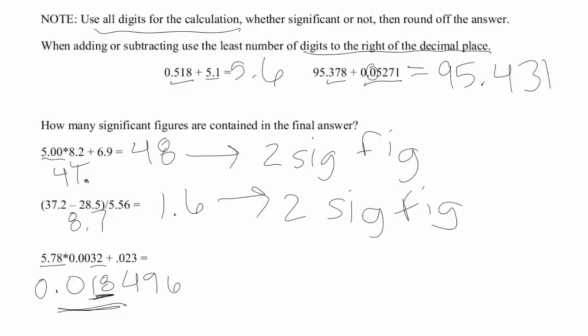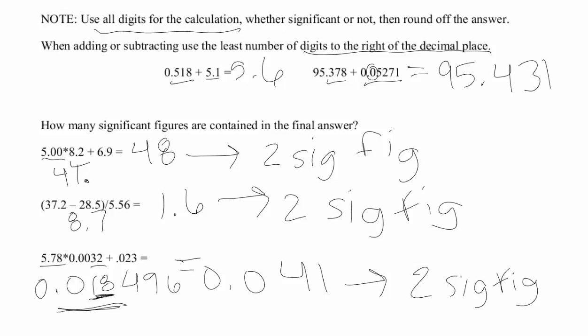So I'm going to use this whole number, 0.018496, and I'm going to add 0.023. And I know that my final answer should contain 3 digits to the right of the decimal place. This will give me, so this equals 0.041. And this is also 2 sig figs. So this will conclude the topic over significant figures.